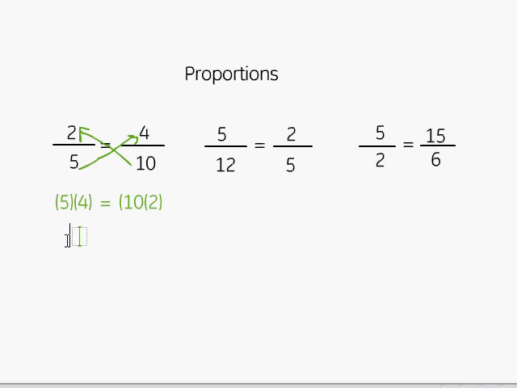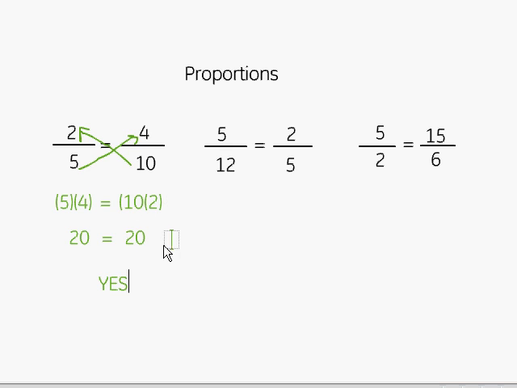So now we can simplify this. 5 times 4 gives me 20. Drop down my equals. 10 times 2 gives me 20. Since we get the same number when we cross multiply, then yes, this is a proportion. Because when we take the cross product, we get equal numbers.